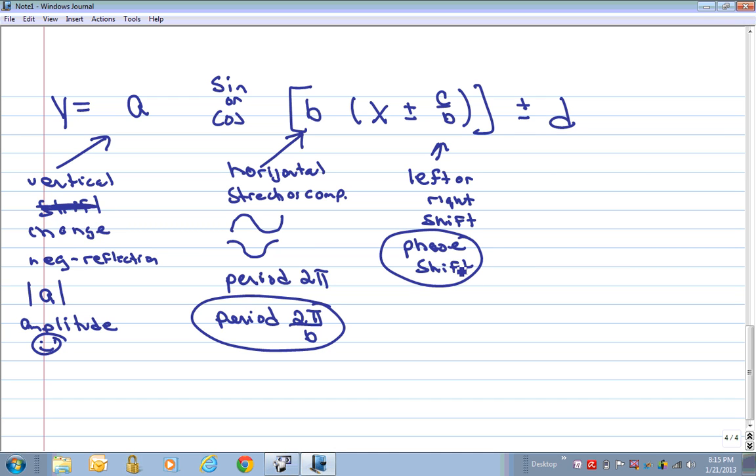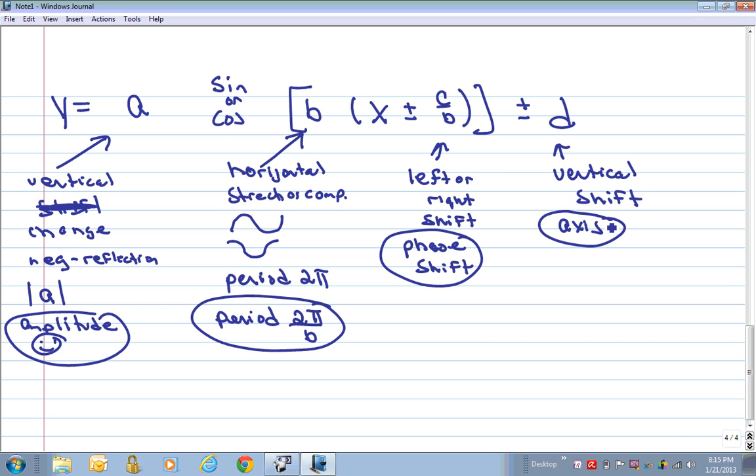Okay, this is your phase shift. This is your amplitude, your period, and your phase shift. And finally, we have our vertical shift. Remember, I changed that word on the first one. This was really your vertical change, your vertical stretch or compression, and it also has your reflection. And this will determine your axis. So your vertical shift determines your axis, how far up and how far down your axis will occur.